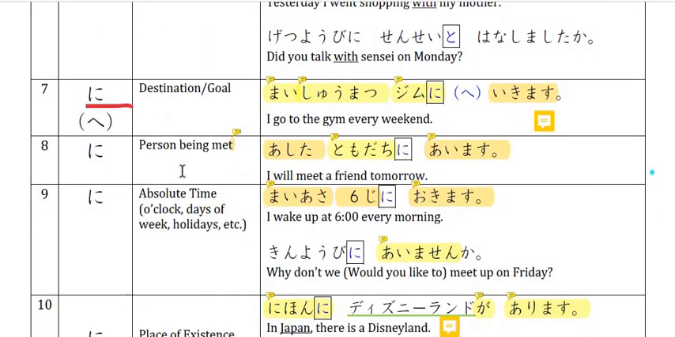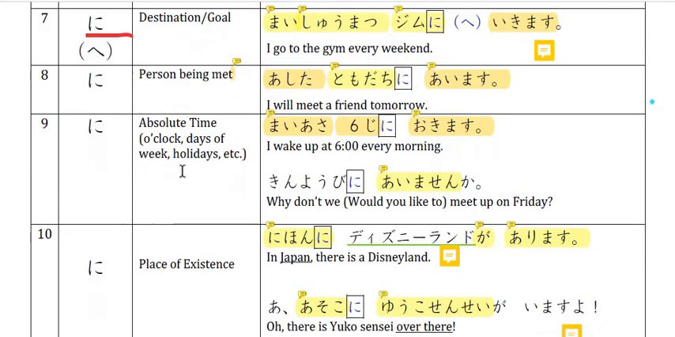Now ni is another particle which is very important in Japanese, and as you see, the 7th, 8th, 9th, 10th columns are just full of ni. So ni has many functions, but these are the 4 main functions which you need to know. First, the particle ni functions to mark the destination or your goal. If I say that I'm going to a place, my destination is the place, right? So you are going to mark that place with the particle ni.